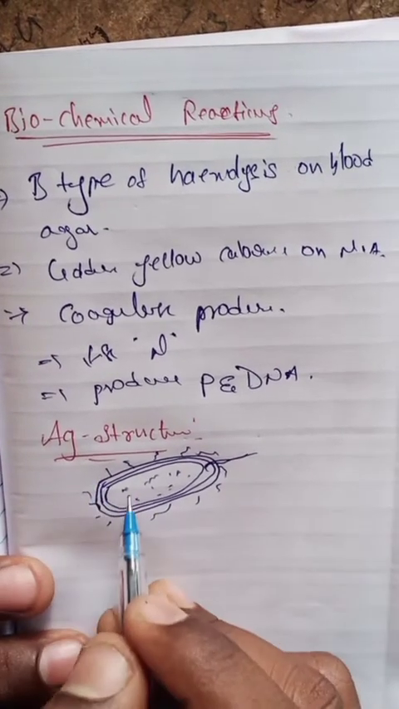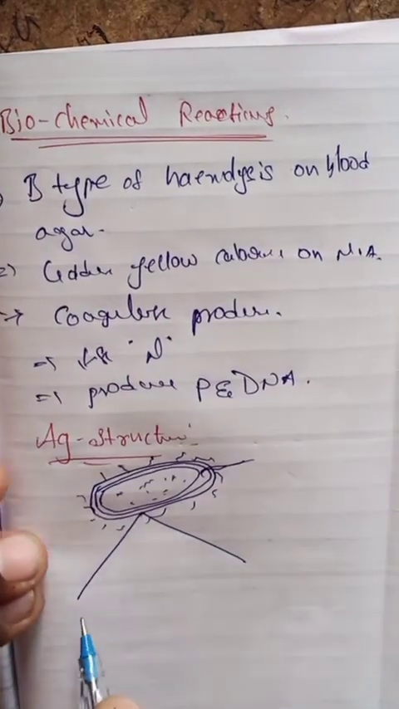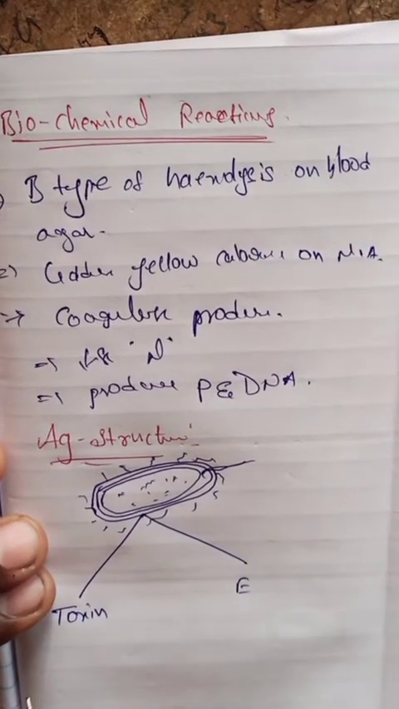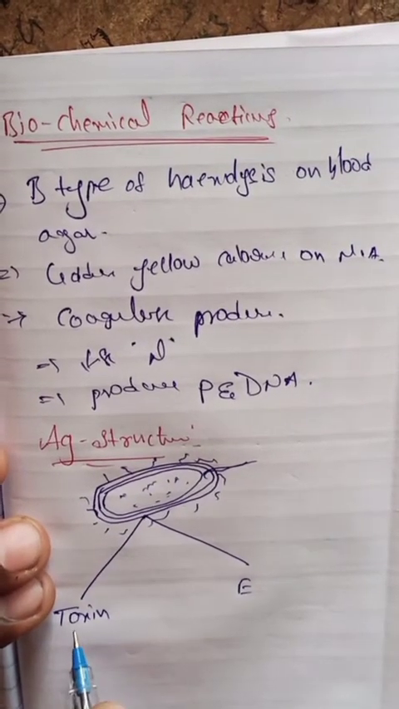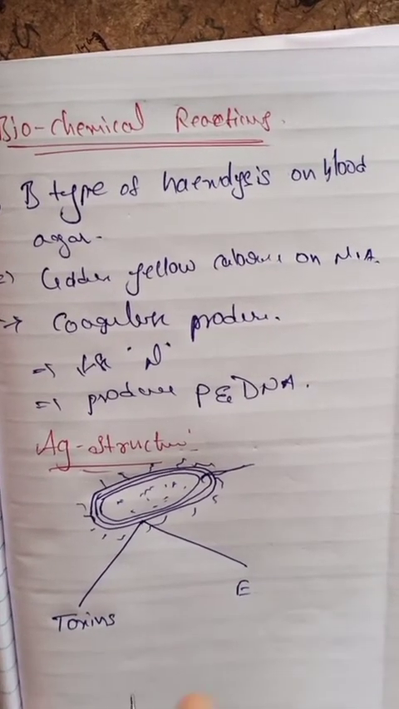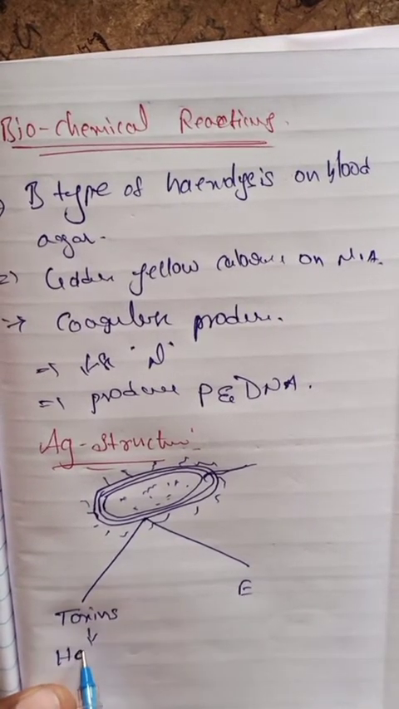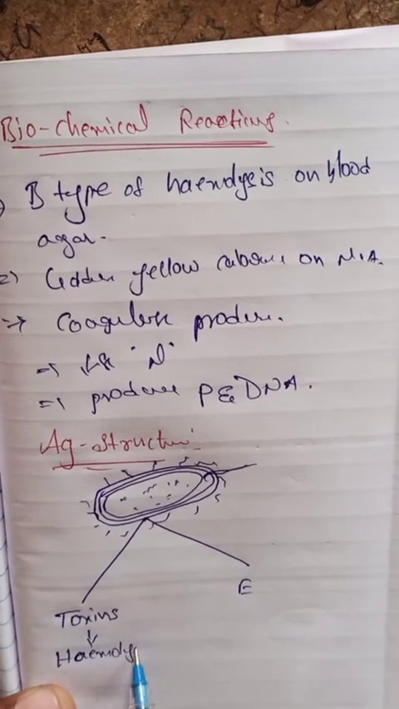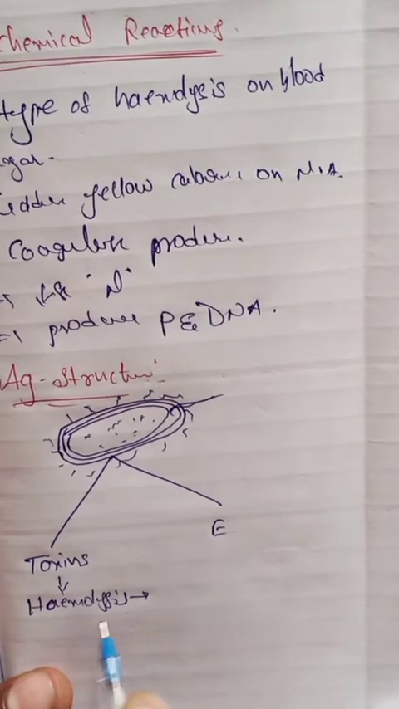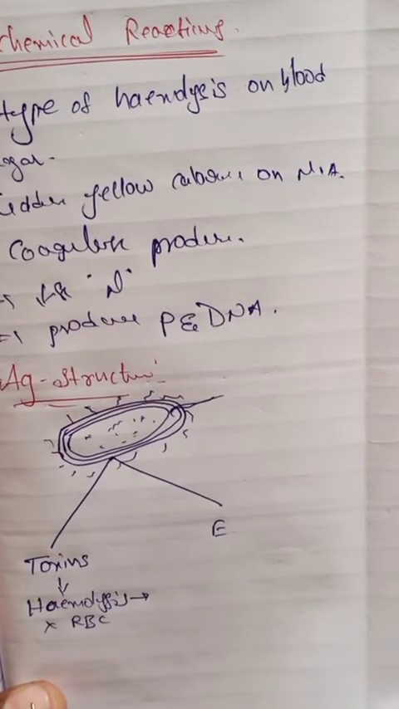We already discussed the general characters, and it produces toxins as well as enzymes. So what are the toxins? Number one is the hemolysin. Hemolysin completely destroys the RBC.